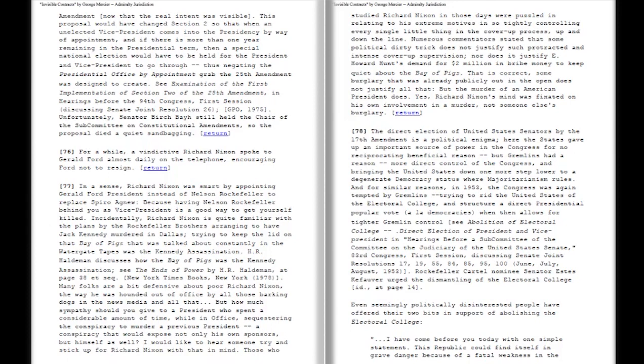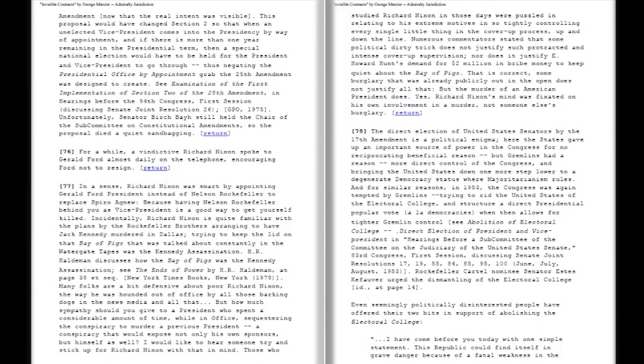Return. 77 In a sense, Richard Nixon was smart by appointing Gerald Ford president instead of Nelson Rockefeller to replace Spiro Agnew, because having Nelson Rockefeller behind you as vice president is a good way to get yourself killed. Incidentally, Richard Nixon is quite familiar with the plans by the Rockefeller brothers arranging to have Jack Kennedy murdered in Dallas, trying to keep the lid on that bay of pigs that was talked about constantly in the Watergate tapes was the Kennedy assassination. H.R. Haldeman discusses how the bay of pigs was the Kennedy assassination. See The Ends of Power by H.R. Haldeman, at page 38 et seq., New York Times Books, New York, 1978. Many folks are a bit defensive about poor Richard Nixon.